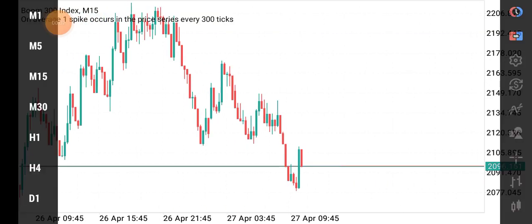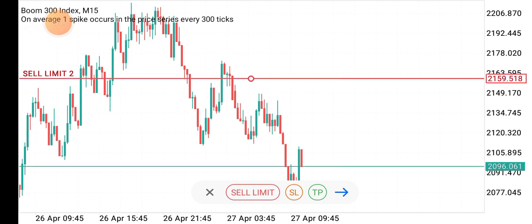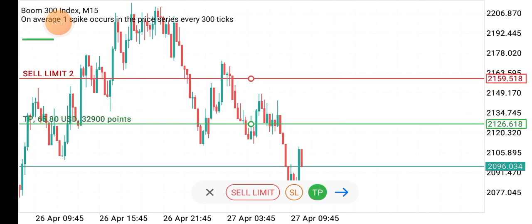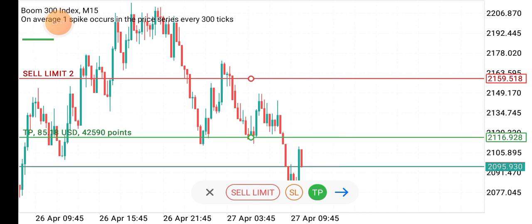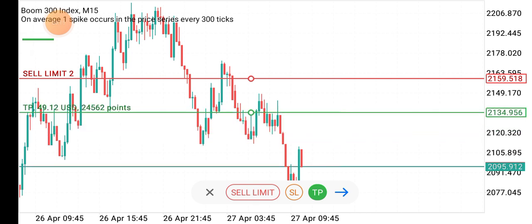So I entered the trade at this point. And I took my first TP at this point. It gave me over $80 around this point. Then when I took the profit, the market was coming back.